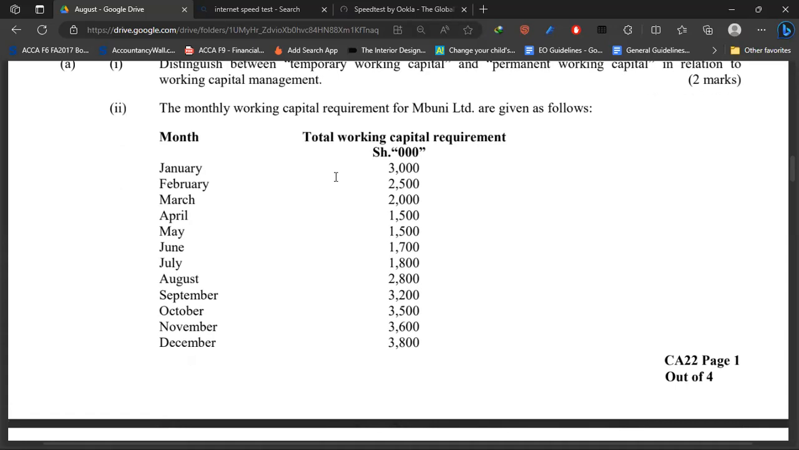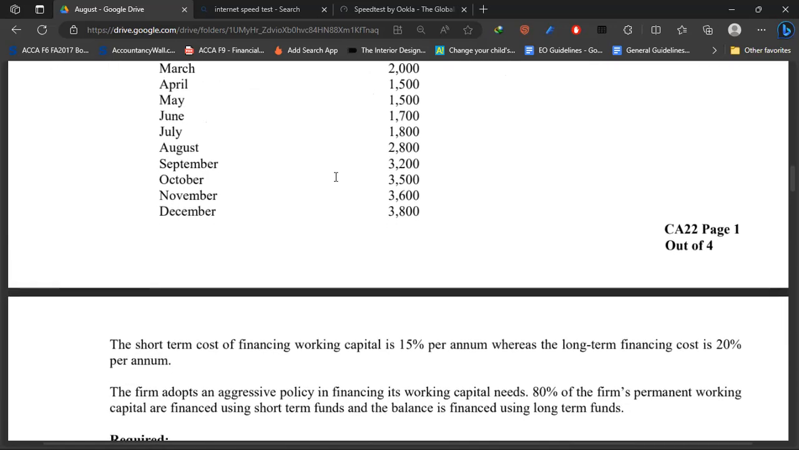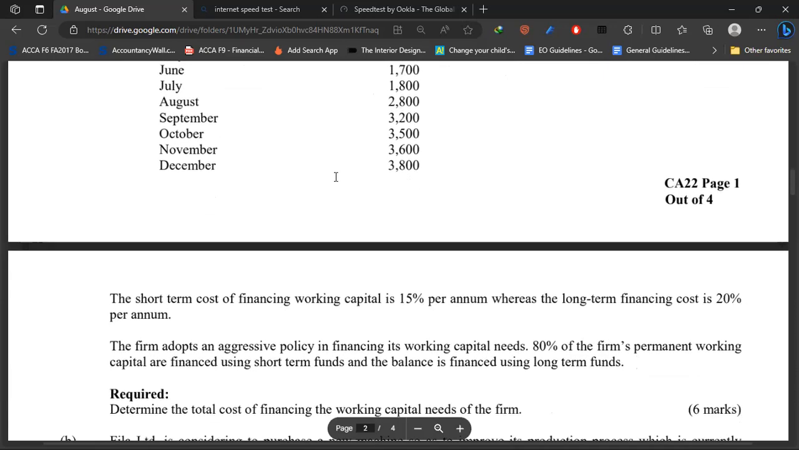The monthly working capital required for Umbuni Ltd are given as follows. Month, total working capital requirements. January 3,000, February 2,500, March 2,000, April 1,500, May 1,500, June 1,700, July 1,800, August 2,800, September 3,200, October 3,500, November 3,600, December 3,800.